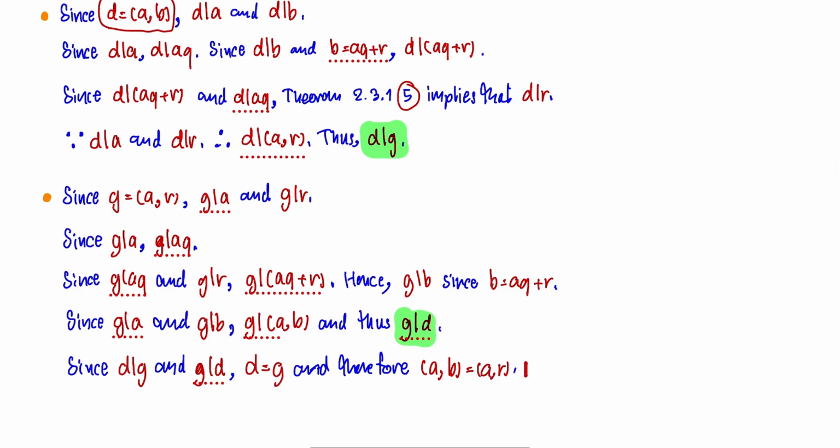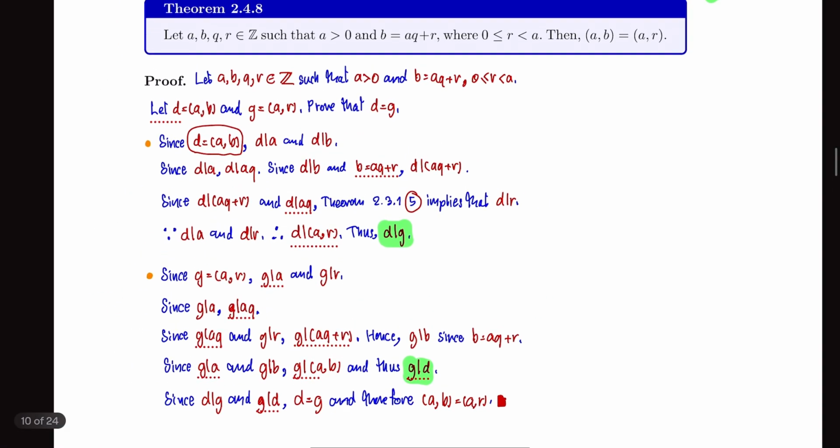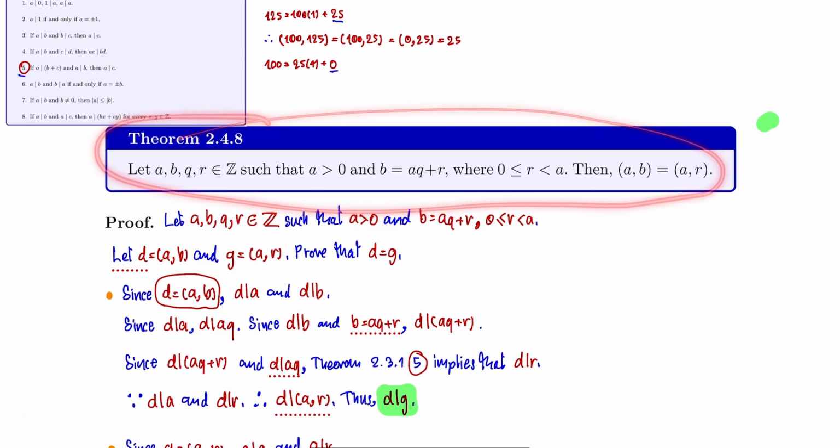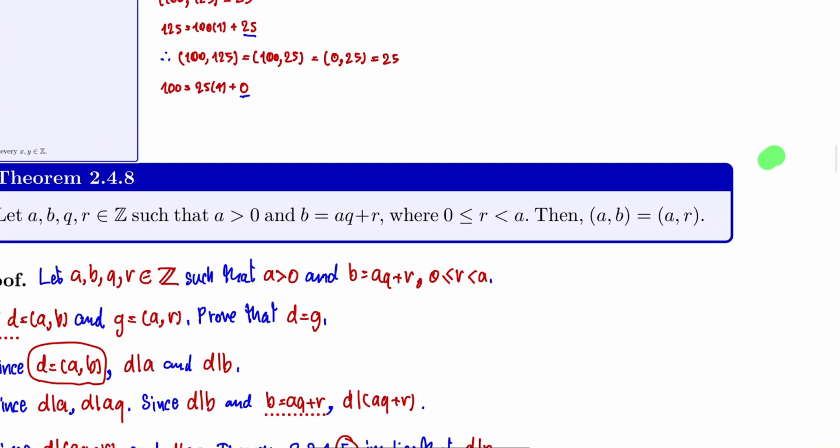Okay, so that's what we have right here, and I think this is one of the most useful theorems in order to calculate the greatest common divisor of two numbers. And that's it for this video.